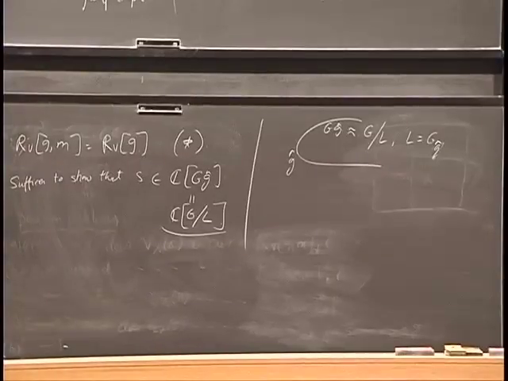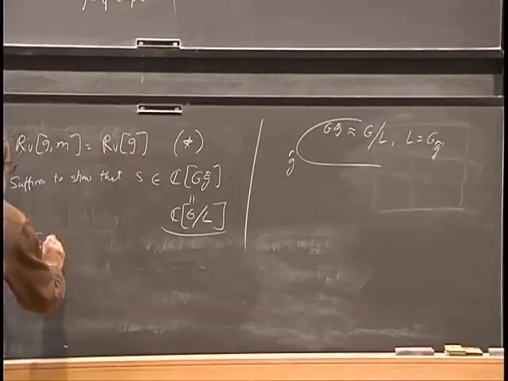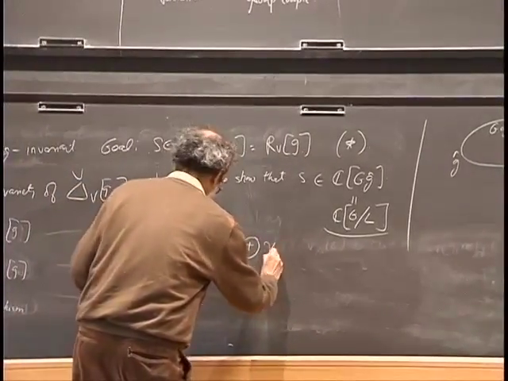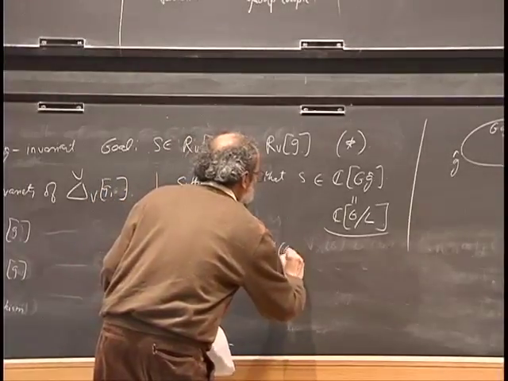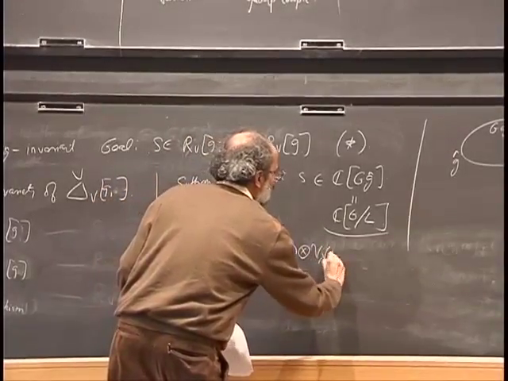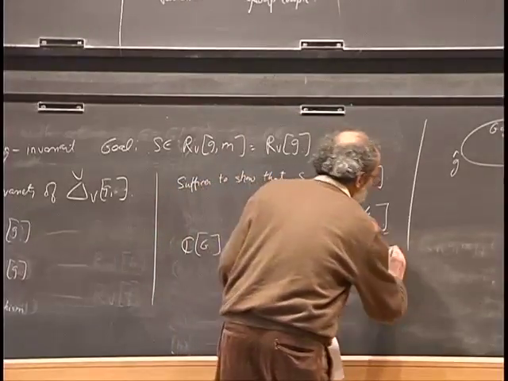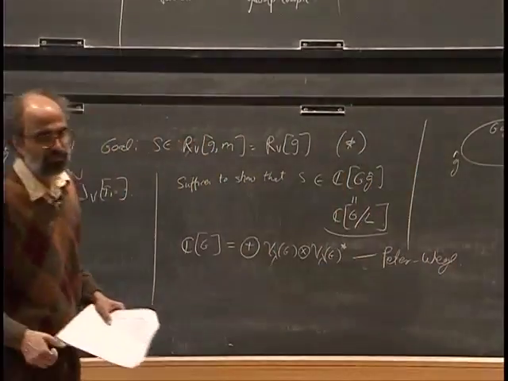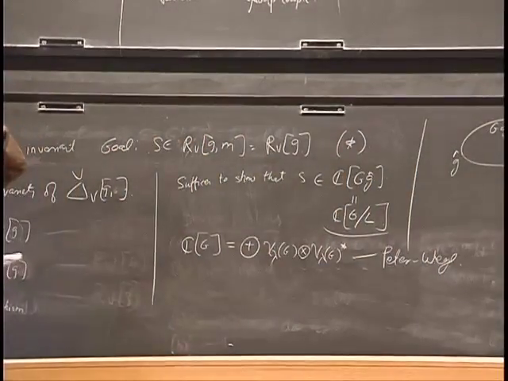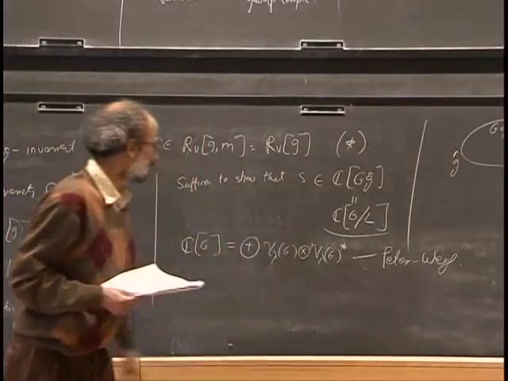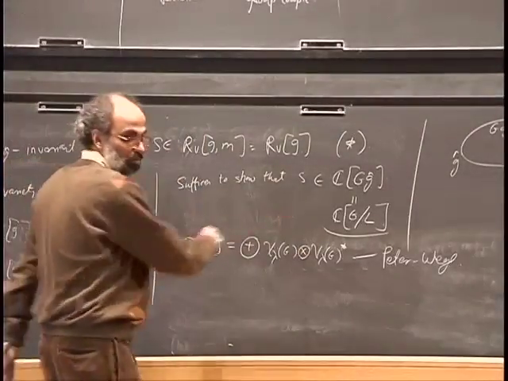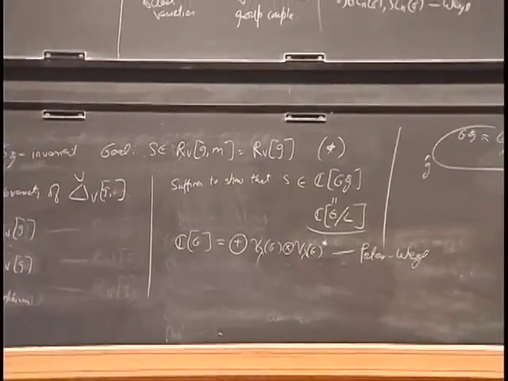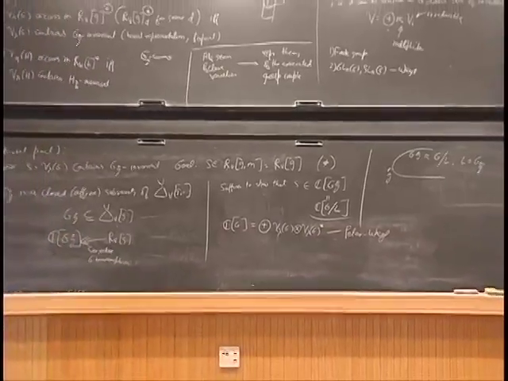So for that, we first recall that this is equal to the summation over all lambda of V lambda G star tensor V lambda G, and this is by the Peter-Weyl theorem of representation theory. That is basically the algebraic form of the harmonic analysis on the unitary group. So that tells you that, as a bimodule.